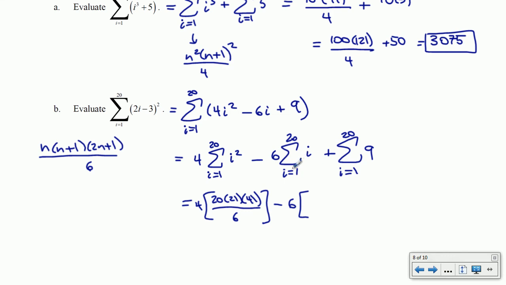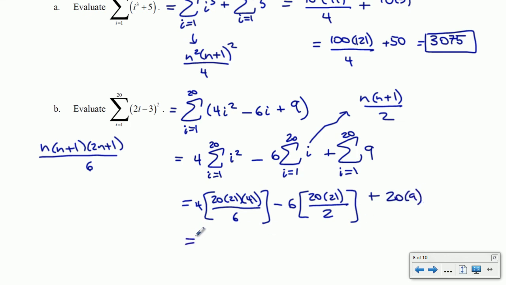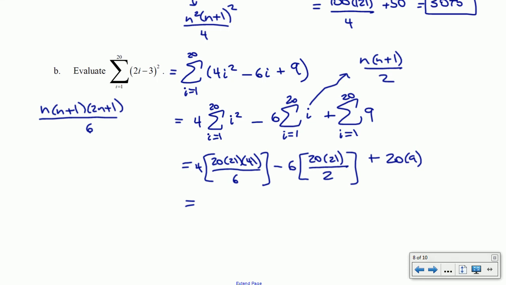We have an expression for this as well. This is given by n times n plus 1 over 2. We sub in a 20 everywhere we see an n. So we'd have 20 times 21 over 2. And then this would just be 9 plus 9 plus 9 until we get up to 20. So that would be 20 times 9. And then we can simplify this a little bit. So we would get 11,480, subtract 1,260 plus 180, and that eventually gets us to 10,400.